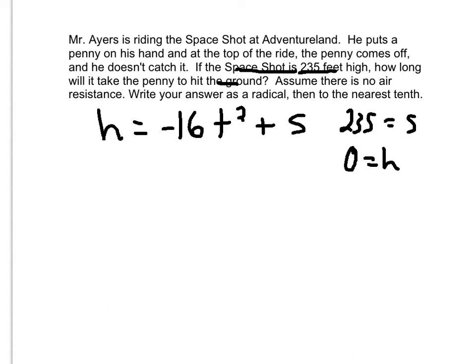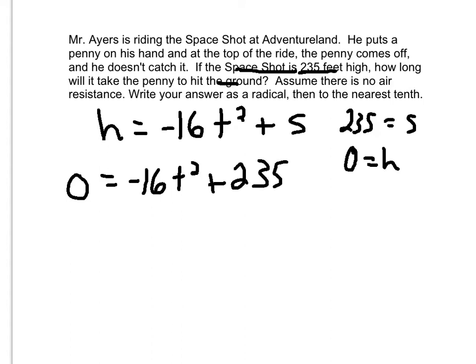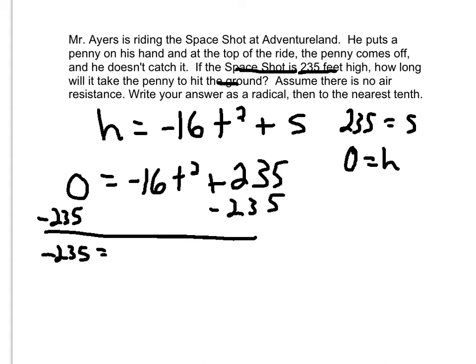So now I'm going to plug in what I know. I know the height is going to be 0 feet, and I want to figure out how many seconds it's going to take for the height to be 0 feet from the ground. So I'm going to put 0 equals negative 16 times t squared plus my s, which is 235. Our job is to solve for the t. So I'm going to start by subtracting 235 from both sides. And I get negative 235 equals negative 16t squared.